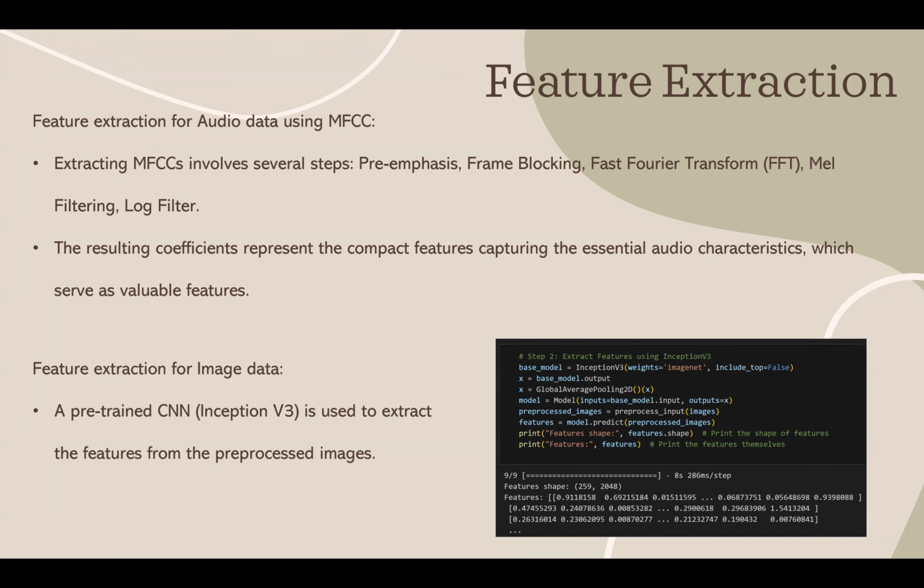Extracting MFCCs includes several steps like pre-emphasis, frame blocking, FFT, Mel filtering, and log filter. The resulting coefficients represent compact features capturing the essential audio characteristics, which serve as valuable features.